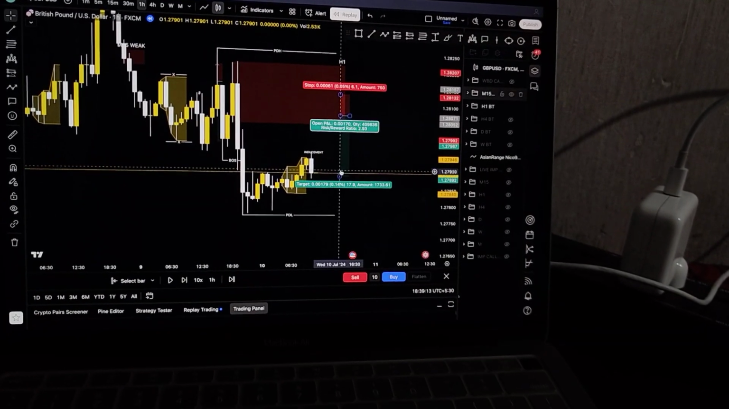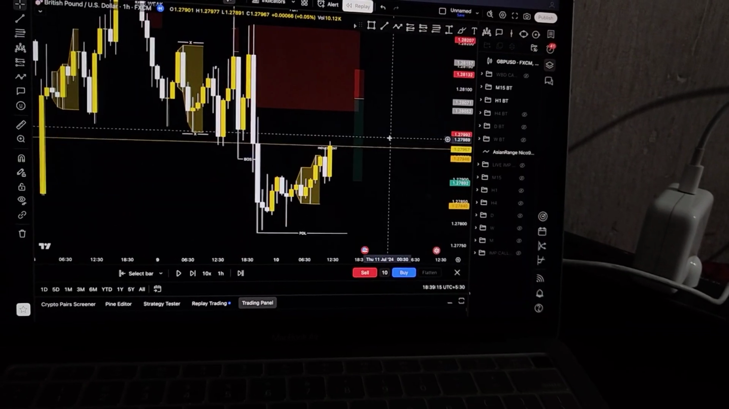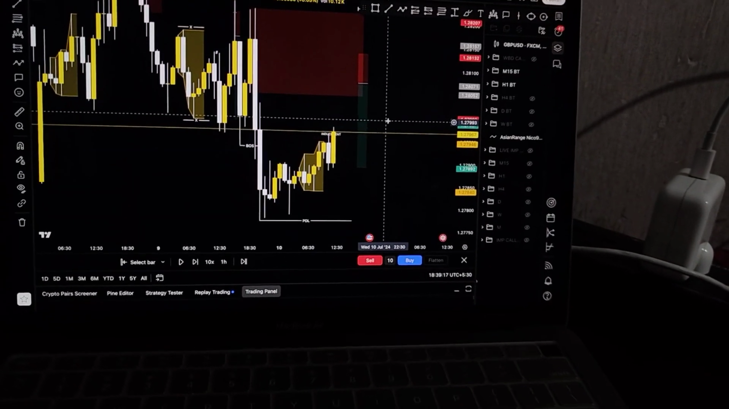So also, even if it's a loss, until and unless you are learning from a trade, even if it's a loss, it doesn't matter.